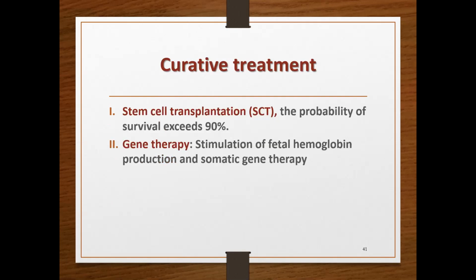The only curative treatment is stem cell transplantation from a histocompatible sibling. The probability of survival exceeds 90% in well-selected cases. Gene therapy includes stimulation of fetal hemoglobin production and somatic gene therapy.